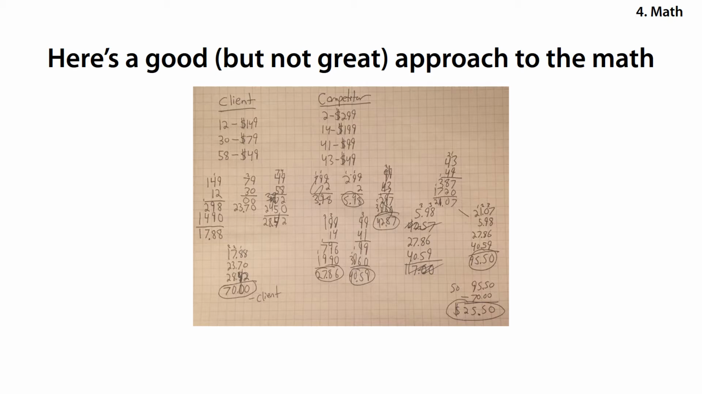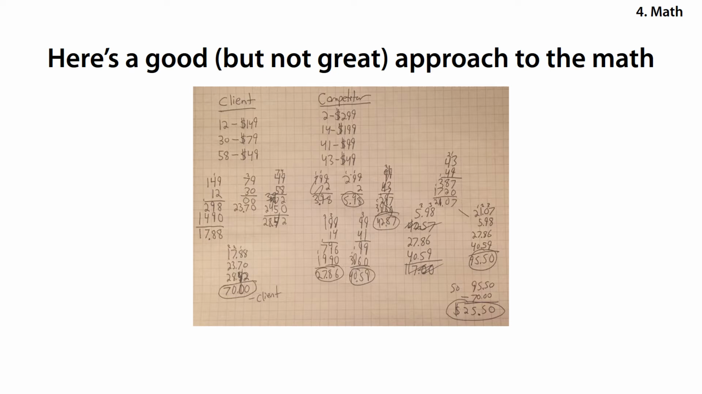So, okay, I want to start off in the upper left. I'll write down the client, so I'll just write down, okay, we have 12% and we're getting $149, we have 30% that we're getting $79 for, 58% we're getting $49 for. Okay, then I'll do the same write down for the competitor.